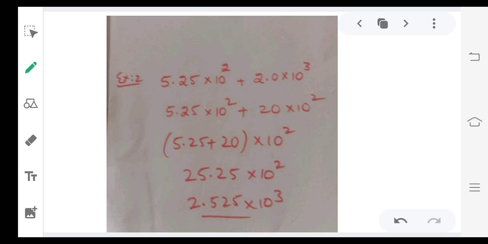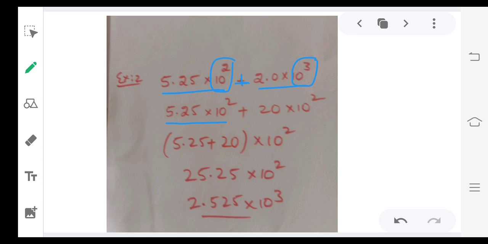Next example. I have given two numbers, 5.25 into 10 power 2 and 2.0 into 10 power 3. Here, if you see, the exponential forms are not the same: 10 power 2, here 10 power 3. So before adding, the condition is we should make the exponential forms the same. How to make it the same? Whether you convert 10 power 2 into 10 power 3 or 10 power 3 into 10 power 2, either one you can change. So I kept the first number as usual, and the second number I have changed.